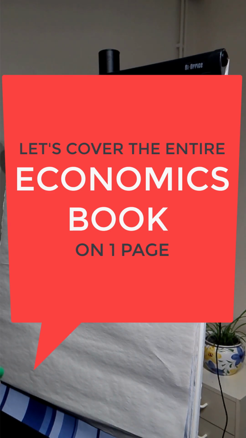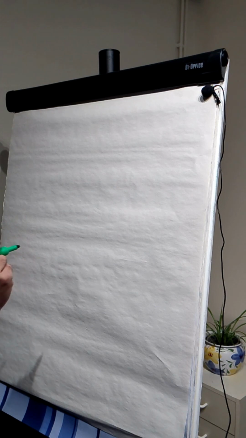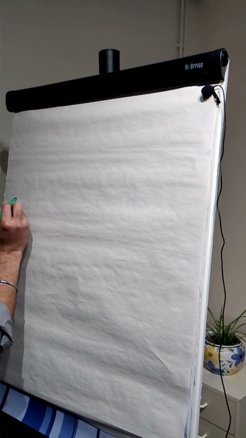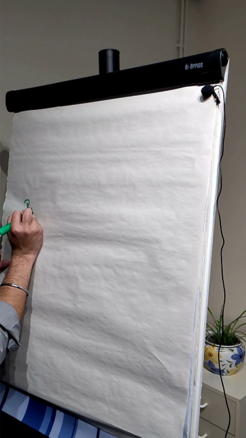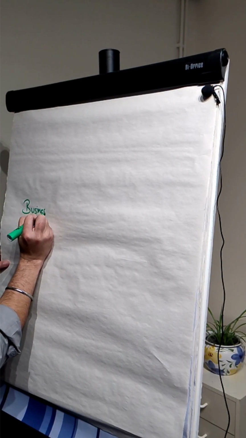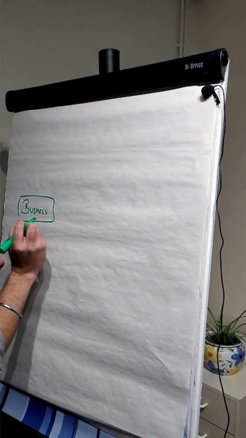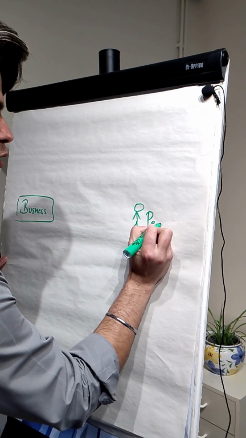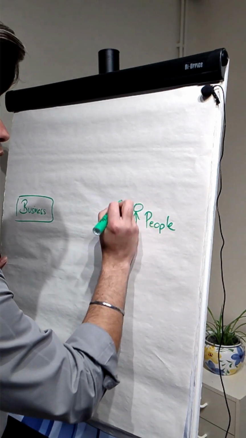Let's cover the entire economics book on one page here. We'll start off with the circular flow of income, because if you understand that, you understand everything. On one side of circular flow, we have businesses. And on the other side, we have households. We also call them people. So that's people like you and ourselves.